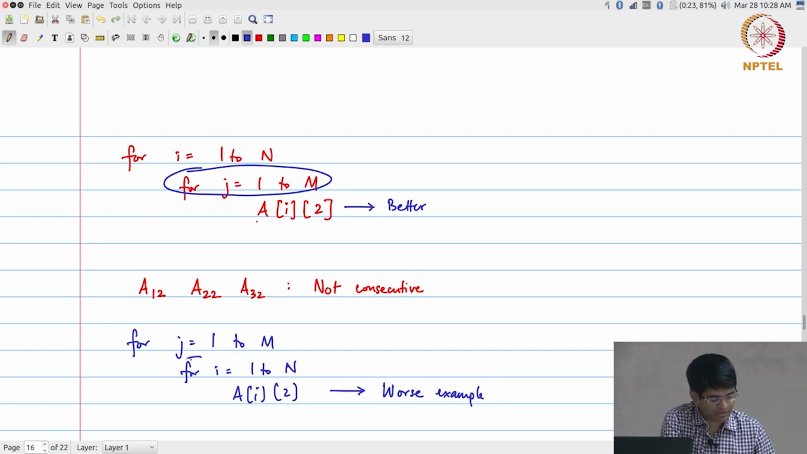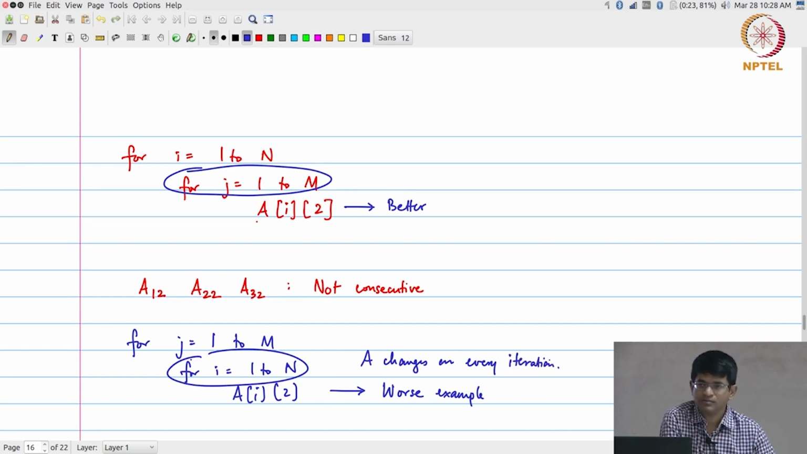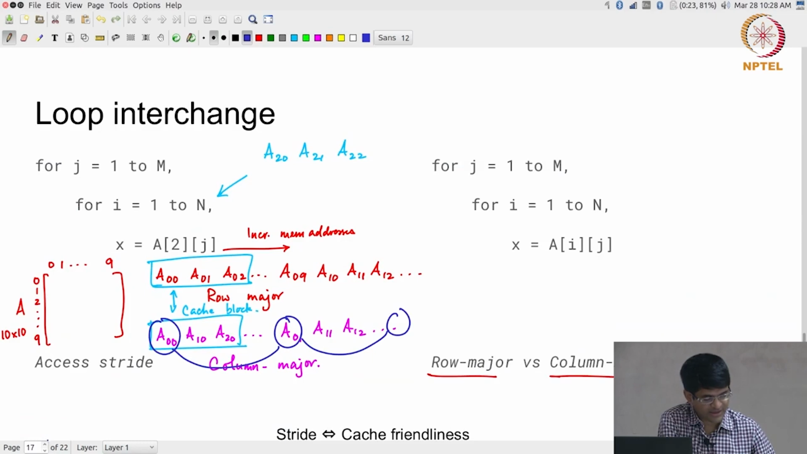Whereas over here, a changes on every iteration. So the order in which you write the loops can make a difference. Once again, is that valid? Are you allowed to switch the order of the loops around? That's something that you need to take care of. It's not always the case.